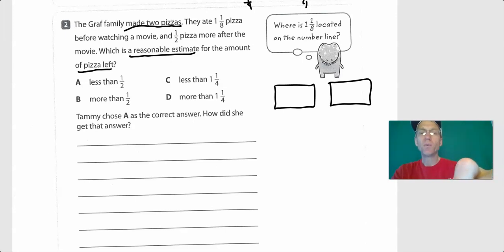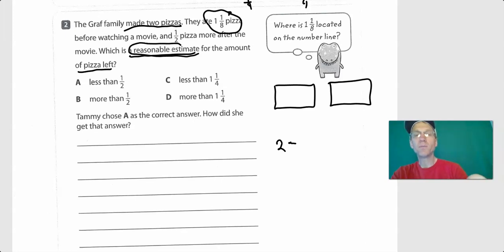They have 2 pizzas. They ate 1 1/8 pizza. Now this is asking for a reasonable estimate. So 1 1/8 is just a little bit more than 1. So we're going to put minus 1. So they ate about 1 pizza before the movie, and then they ate another half pizza afterwards. So we're going to subtract 1/2.